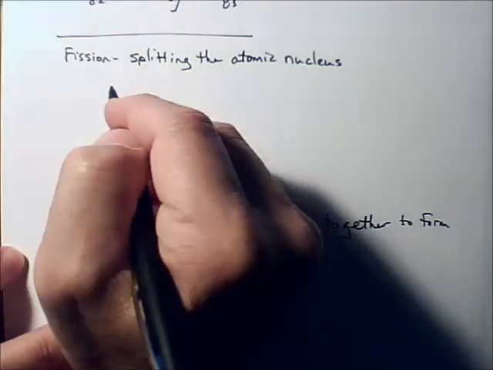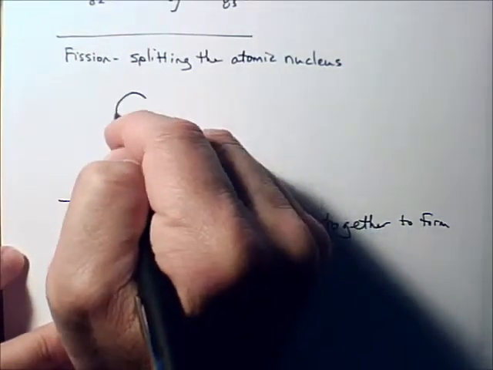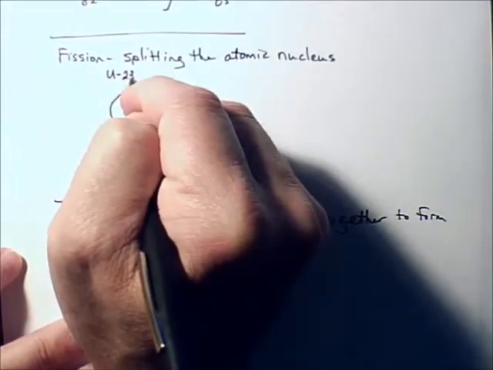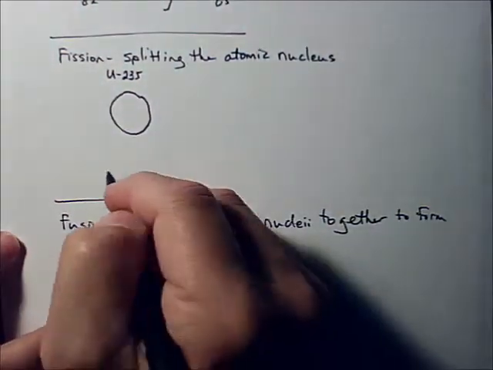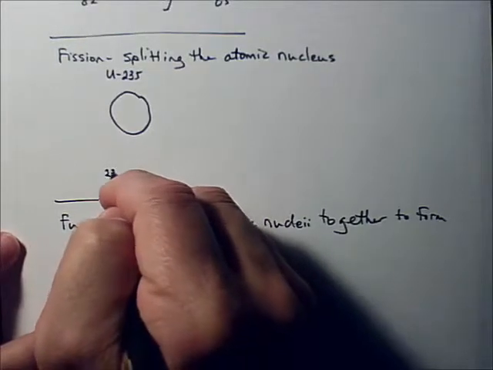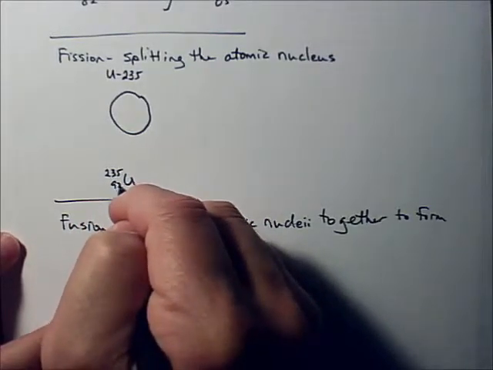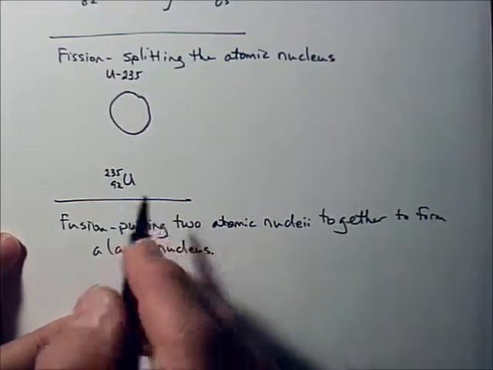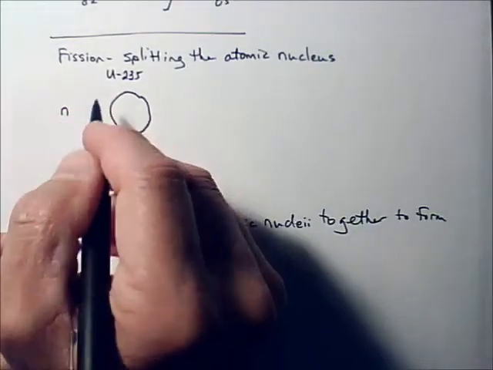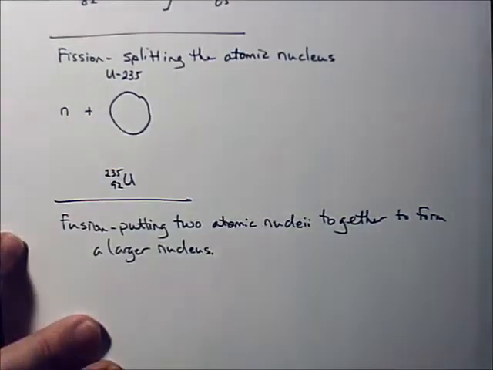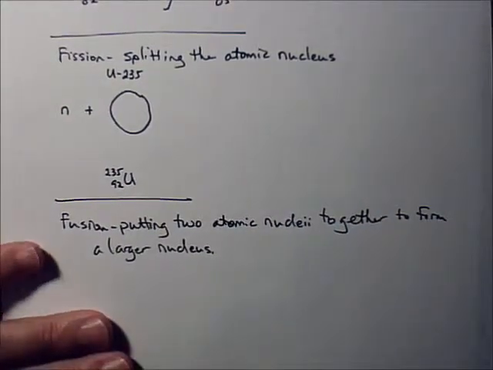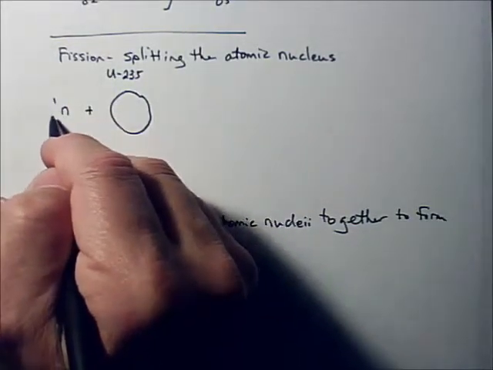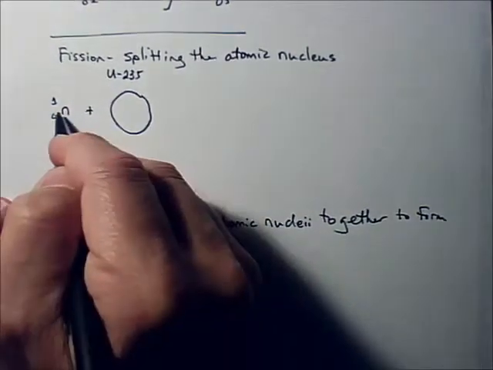Okay. All right, so fission. Fission is the splitting of the atom. So if I have something like uranium-235, uranium-235 would be 235 on the top and 92 on the bottom. 235 is the mass, 92 is the atomic number. And what I'm going to do is take a neutron and stick it onto this nucleus. So the neutron is going to join up with the nucleus. Neutrons have a mass of 1 and atomic number of 0.